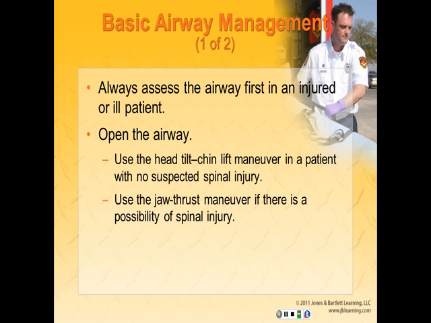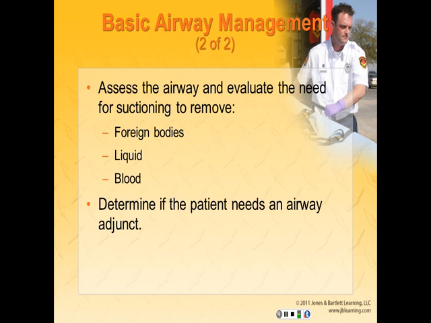Always assess the airway first in an injured or ill patient. Advanced airway techniques are begun only after proper basic airway management has been completed. The first step in airway management is opening the airway. You should use the head tilt chin lift maneuver in a patient with no suspected spinal injury. If there is a possibility of spinal injury, use the jaw thrust maneuver. Assess the airway and evaluate the need for suctioning to remove foreign bodies, liquid, and blood, and determine if the patient needs an airway adjunct. There are two readily available adjuncts, and those are the oral and nasal airways.